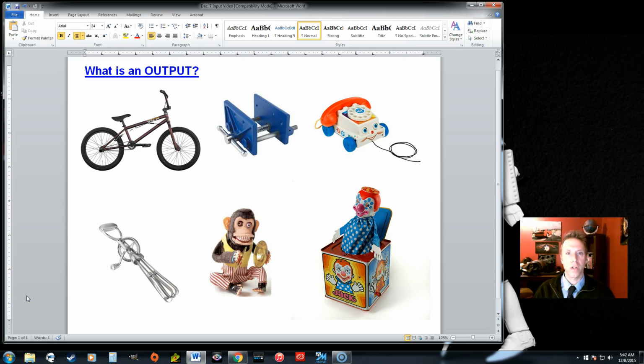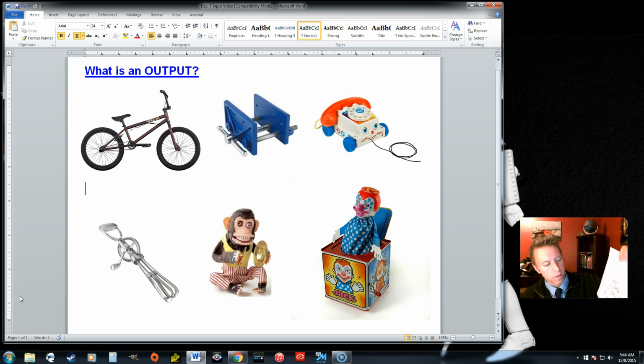So we need to change our definition. Here's how we're going to change it. Add this to your word web. The output is where energy exits the system and causes the desired effect. It's like the purpose of the machine. So I fixed up my definition. You do the same to yours. We've got to be nice and specific. An output is where the energy exits the system and causes the desired action, the purpose of the machine.